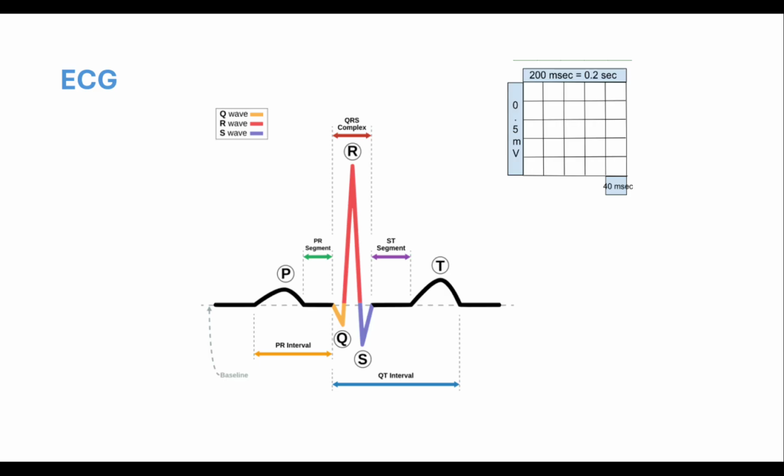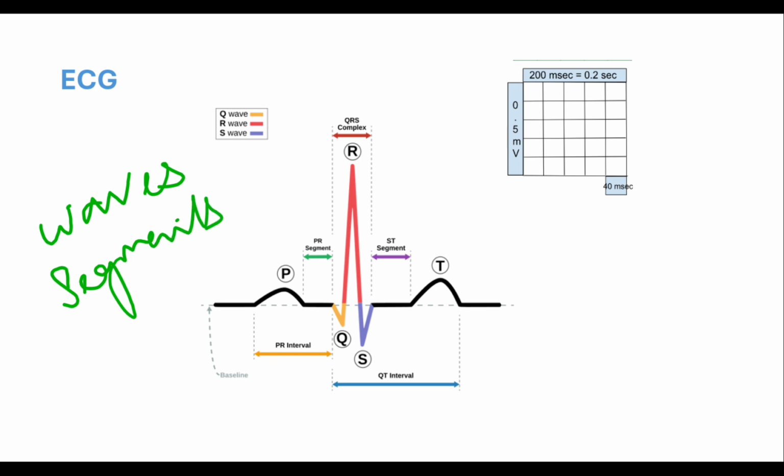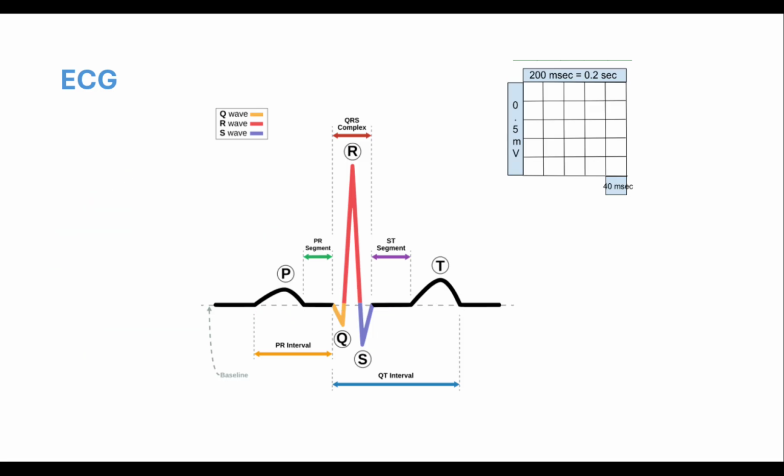So for ECG, we have to know what are the waves, what are segments, and what are intervals. Okay, so what are waves? Waves are anything that goes above or below the baseline, right? So here this dotted line is the baseline, and anything deflecting from that is going to be your waves. So you have a P wave, a QRS complex, and a T wave.